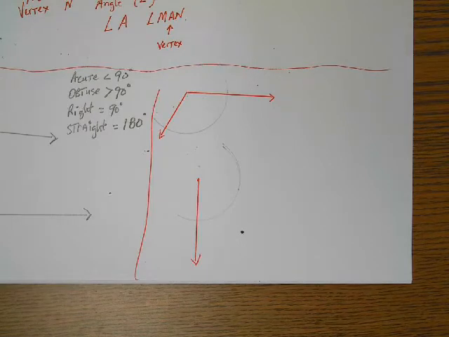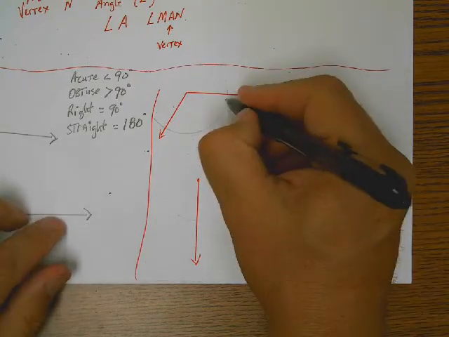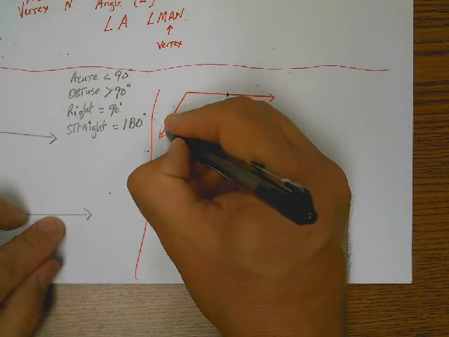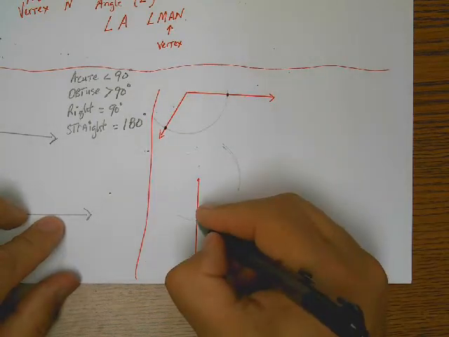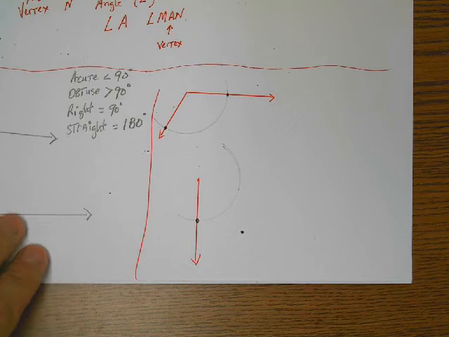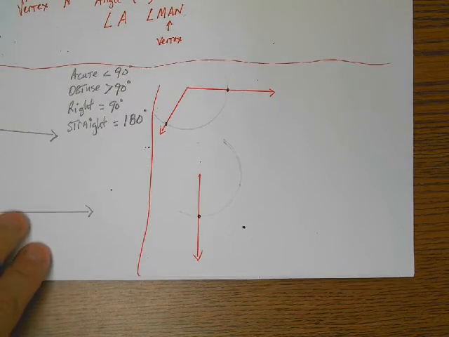Okay, now I like to highlight, I'm going to use a different color just so it stands out. I like to highlight the points of intersection. Not all teachers do this. I think it's helpful. So I've highlighted the 3 points of intersection.